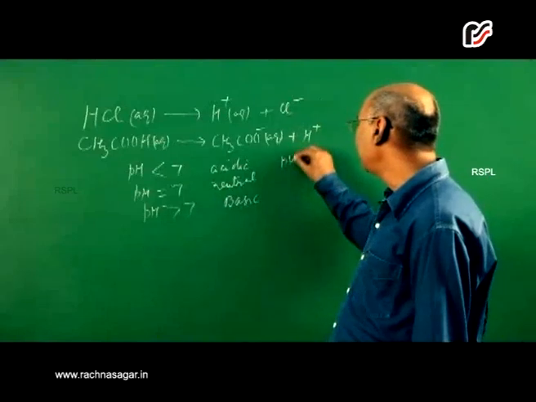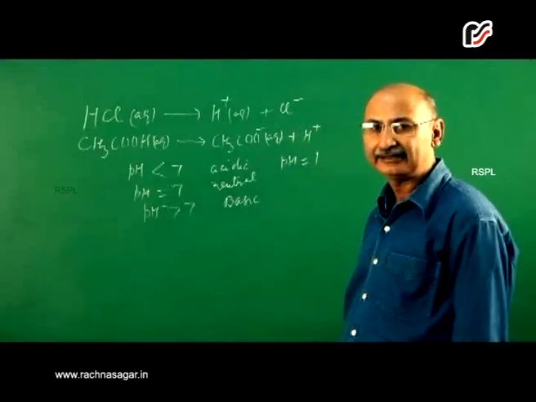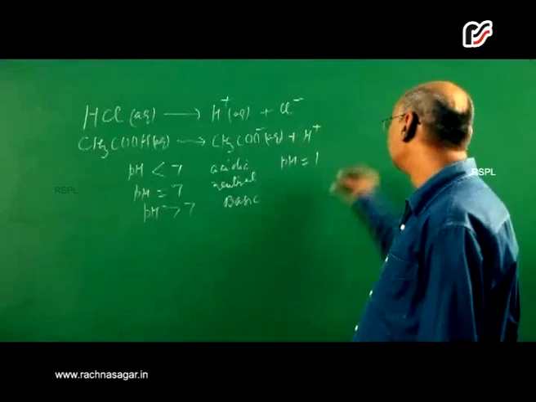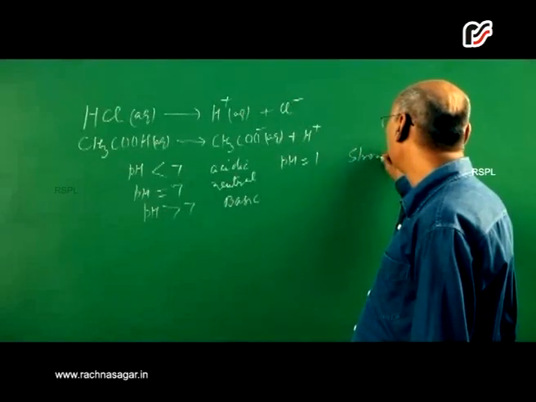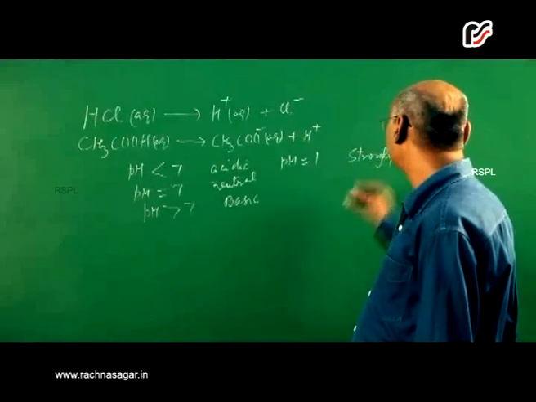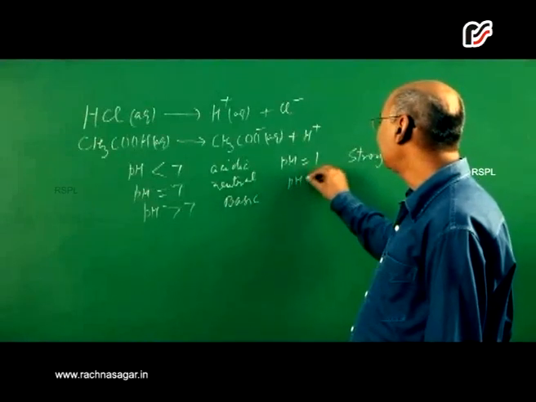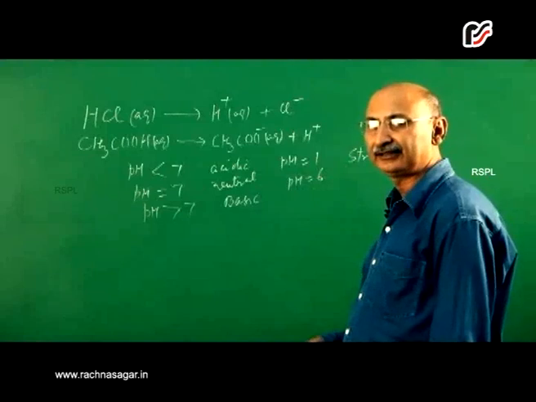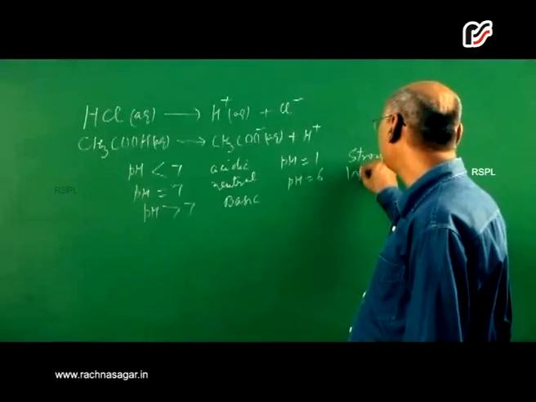Now tell me, pH equal to 1 is strongly acidic or weakly acidic? Strongly acidic. Yes, it is strongly acidic. As it is away from 7, it will be strongly acidic. pH equal to 6 is strongly acidic or weakly acidic? Weakly acidic. It is weakly acidic.